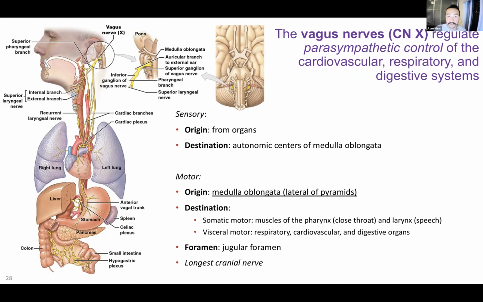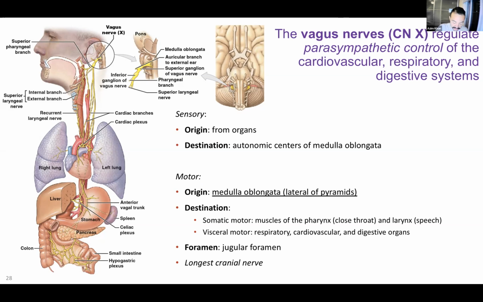And for sensation from these systems as well. So we get input and output. This is a mixed nerve. You have both sensory and motor portions to the vagus nerve. It is your longest nerve. The trigeminal was the biggest. It had the most axons. It was the thickest. This is the longest.